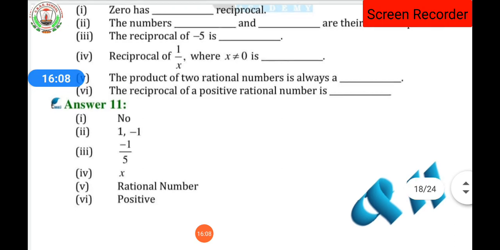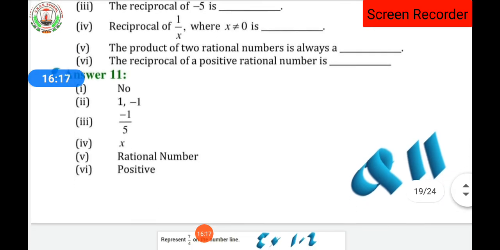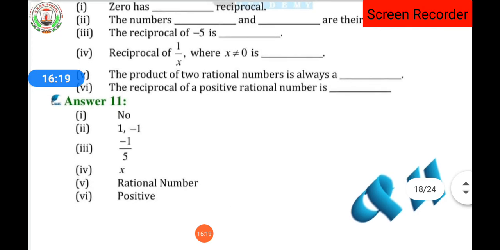Then the sixth fill-up: the reciprocal of a positive rational number is dash, that is, a positive rational number itself. So dear students, here we have completed exercise 1.1. Hope you understood. This is the revision part, so we completed it as a revision only.